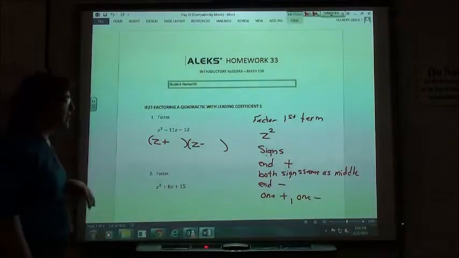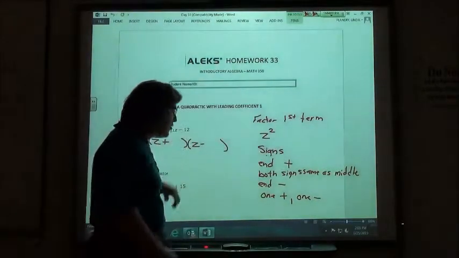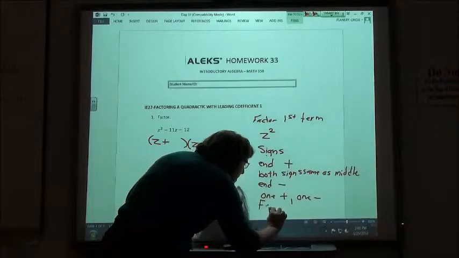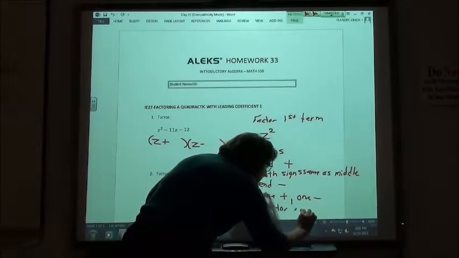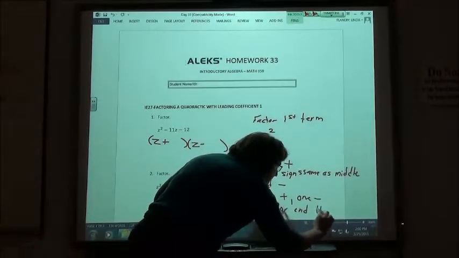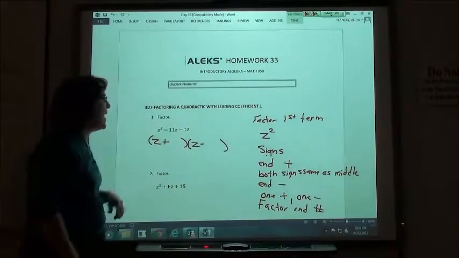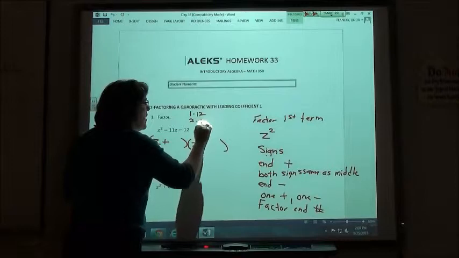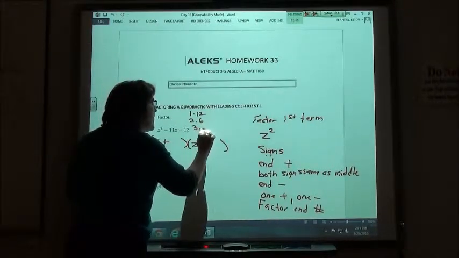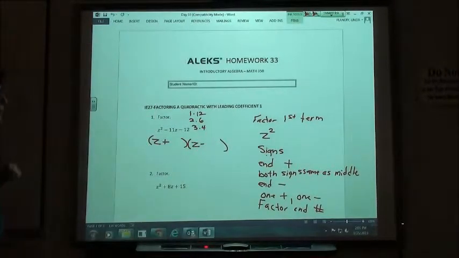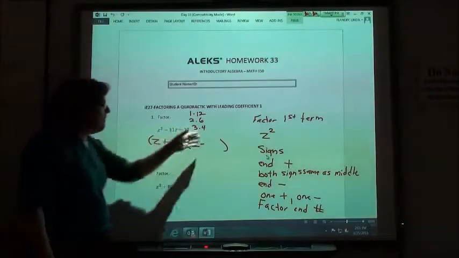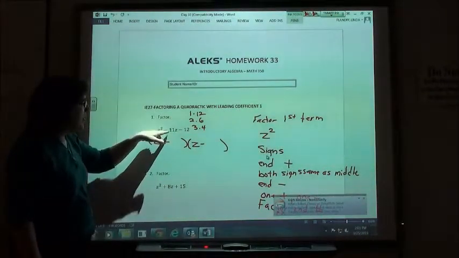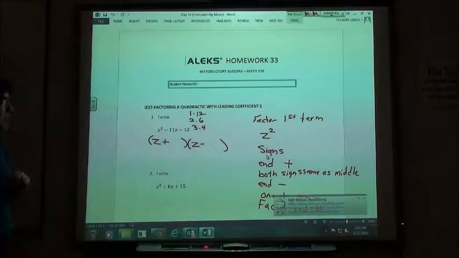And then I just didn't leave myself enough room to factor the end number. I'll smush it down here. Factor the end number. So in this case, I have a 12. 12 is 1 times 12, 2 times 6, or 3 times 4. I want to find the pair of factors that when I end up FOILing this out, I'm going to get a minus 11z in the middle.